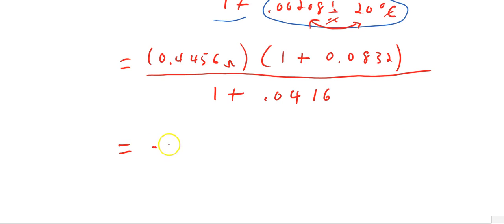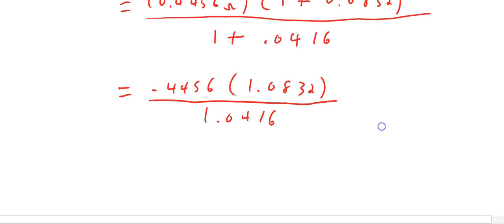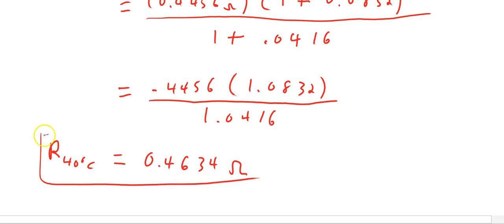We have 0.4456 outside of 1.0832 over 1.0416. Now, if we multiply out the numbers on top, divide by the number on the bottom, we should come up with the resistance at 40 degrees C is equal to 0.4634 ohms. That should be the resistance of that brass conductor at 40 degrees C.